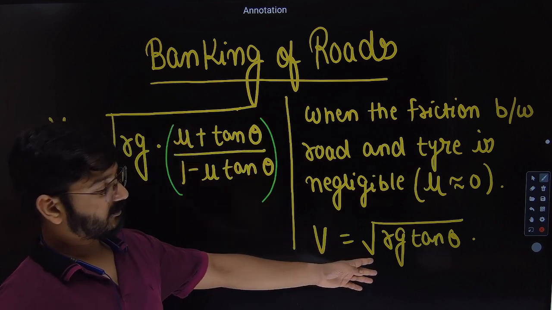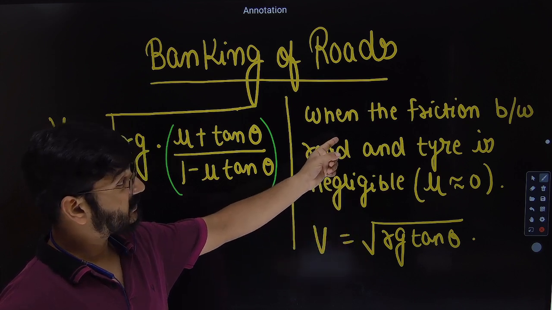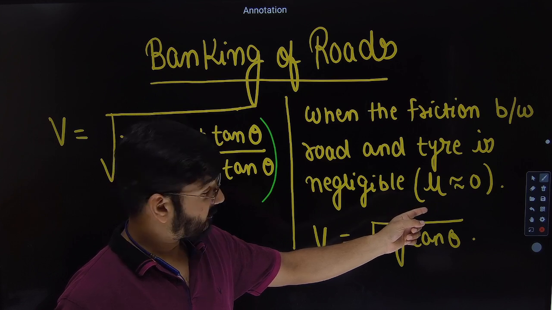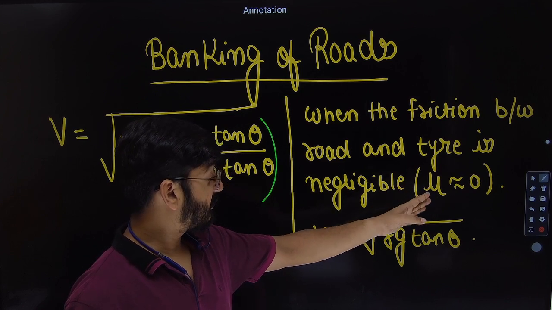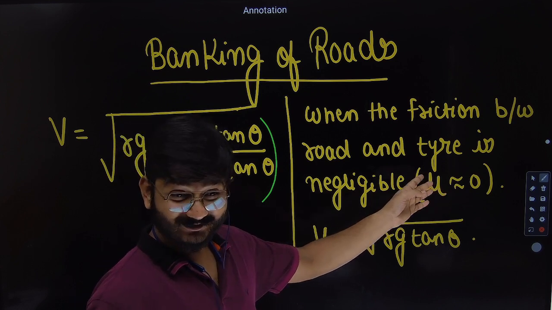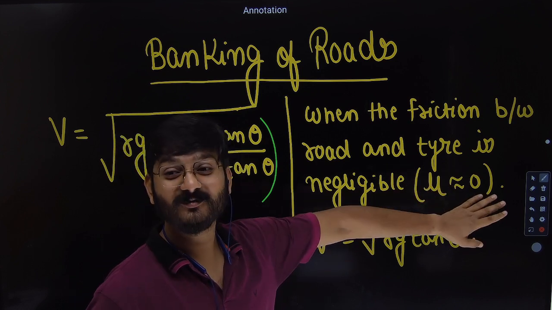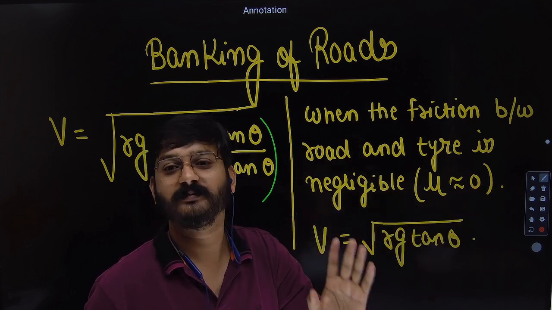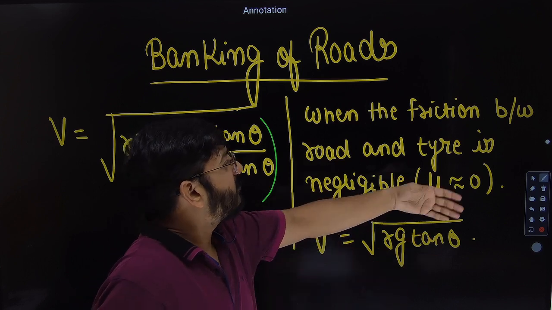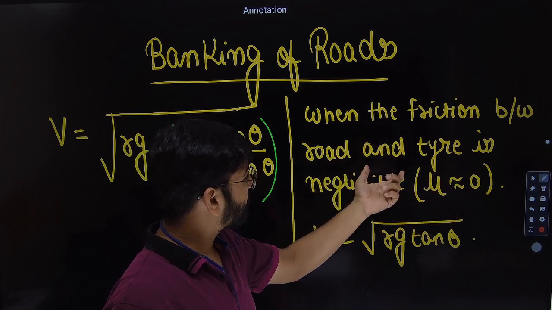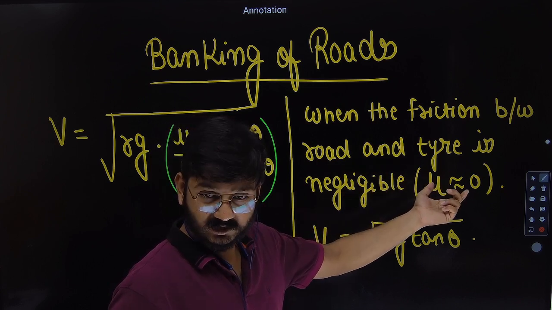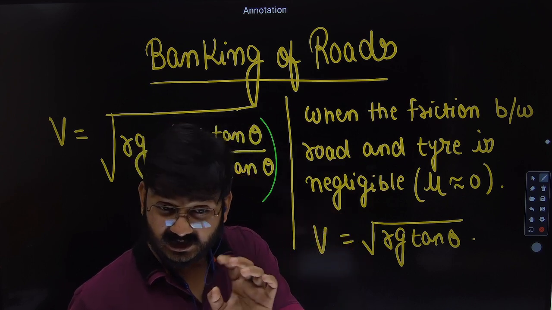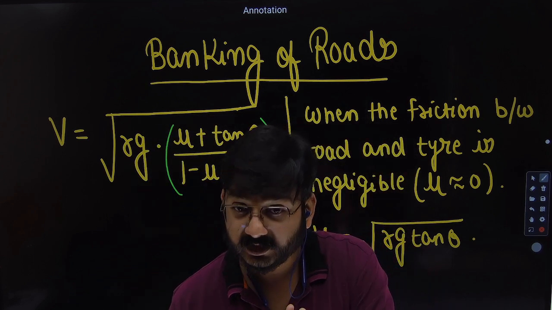Now, how did we get the second formula from this one? I've written the statement: when the friction between the road and tire is negligible. It means the coefficient of friction is how much? Almost zero. Exactly zero, you can't say, because if it is exactly zero, you will slip. So it is almost zero or very close to zero. Why do we need this? To reduce the wear and tear of the tire. The lesser the friction, the more the life of your tires.